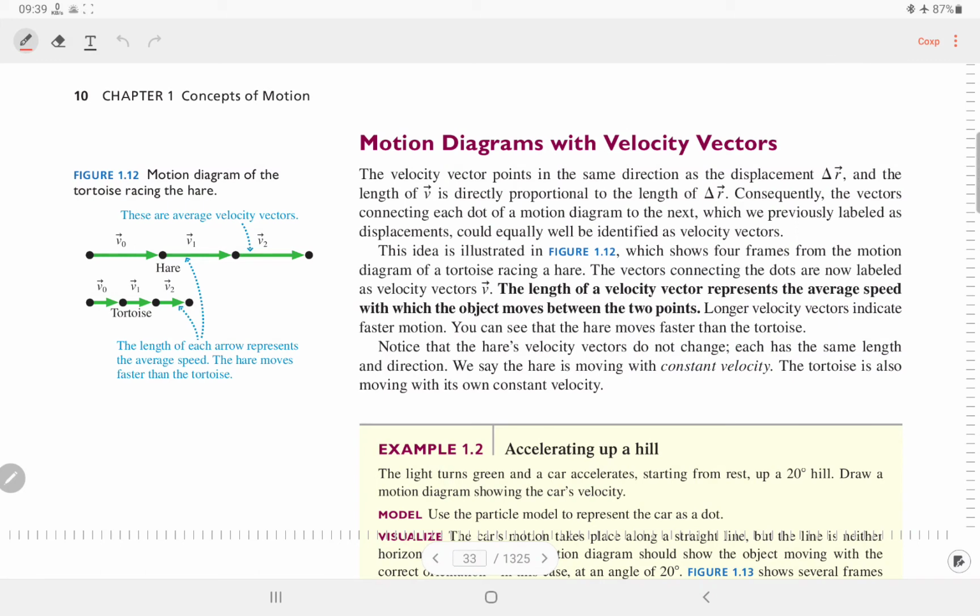Motion diagrams with velocity vectors. So we know what a diagram is. Basically, this is a figure of the motion, and usually we use the particle method, the point method, to describe objects, to describe a vehicle, for example. Now let's add a velocity vector to this diagram. It's a vector. So now let's study this diagram.